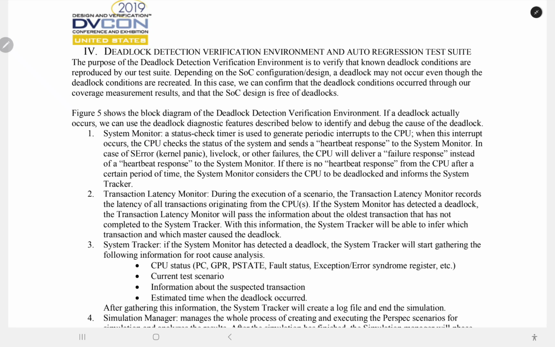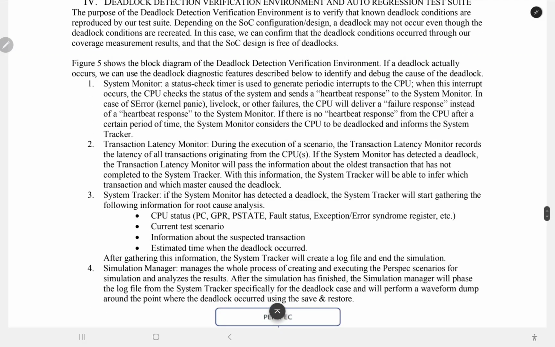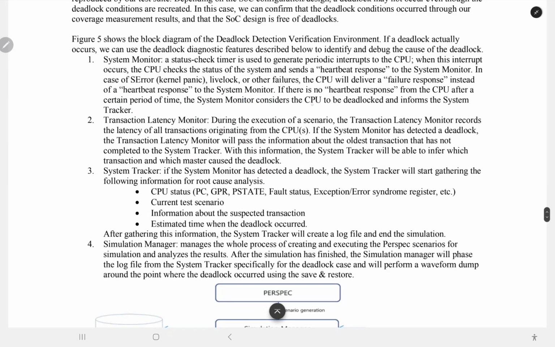System monitor: a status check timer is used to generate a periodic interrupt to the CPU. When this interrupt occurs, the CPU checks the status of the system and sends a heartbeat response to the system monitor. In the case of an SC error, kernel panic, live lock, or other failure, the CPU will deliver a failure response instead of a heartbeat response to the system monitor. If there is no heartbeat response from the CPU after a certain period of time, the system monitor considers the CPU to be deadlocked and will inform the system tracker.